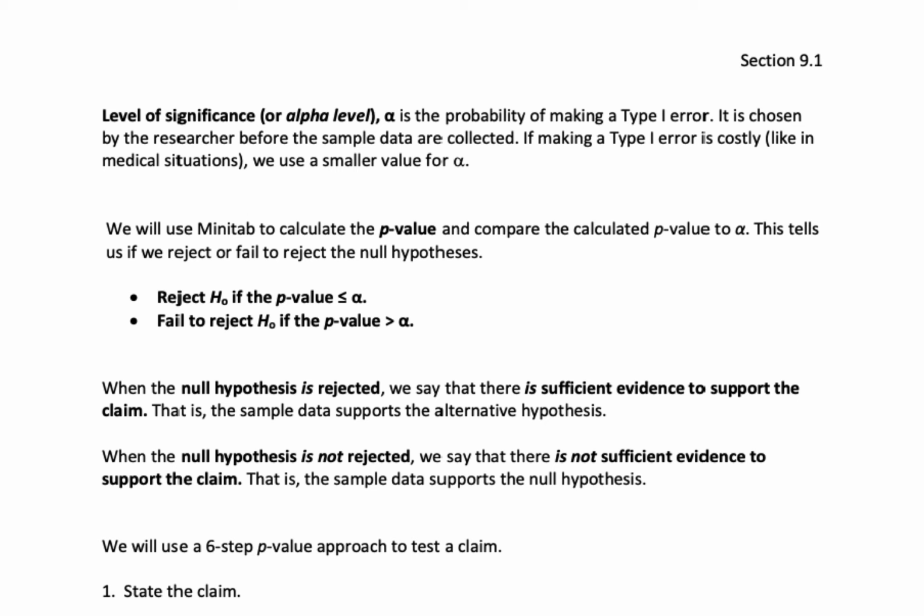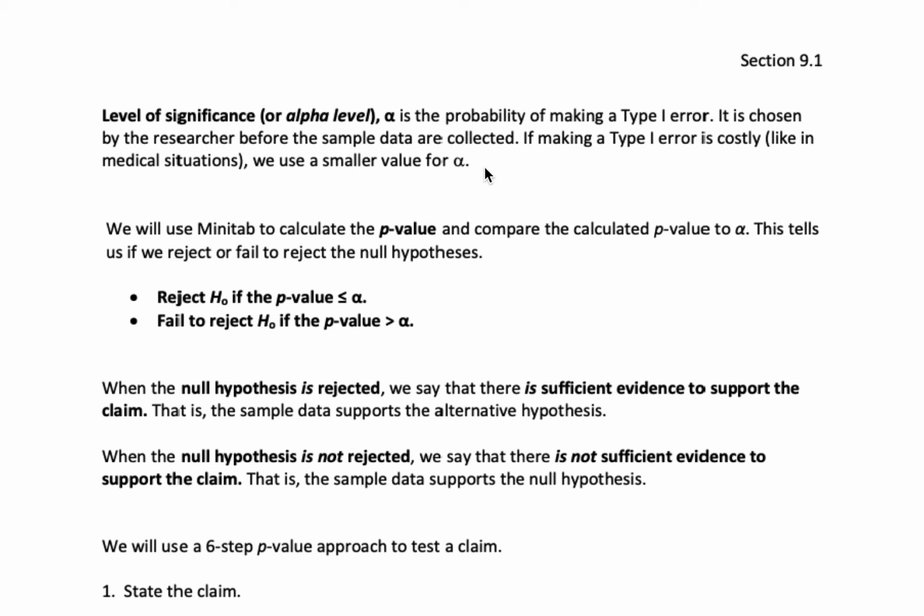In this video, we're going to talk about how to actually conduct a hypothesis test. So we're going to be given in the problem what's called a level of significance or an alpha level. And the alpha level is the probability of making a type 1 error. We don't have to calculate or decide the alpha level ourselves. Like I said, it will be given to us in our problems, and it's chosen by the researcher based on the effect of making a type 1 error.